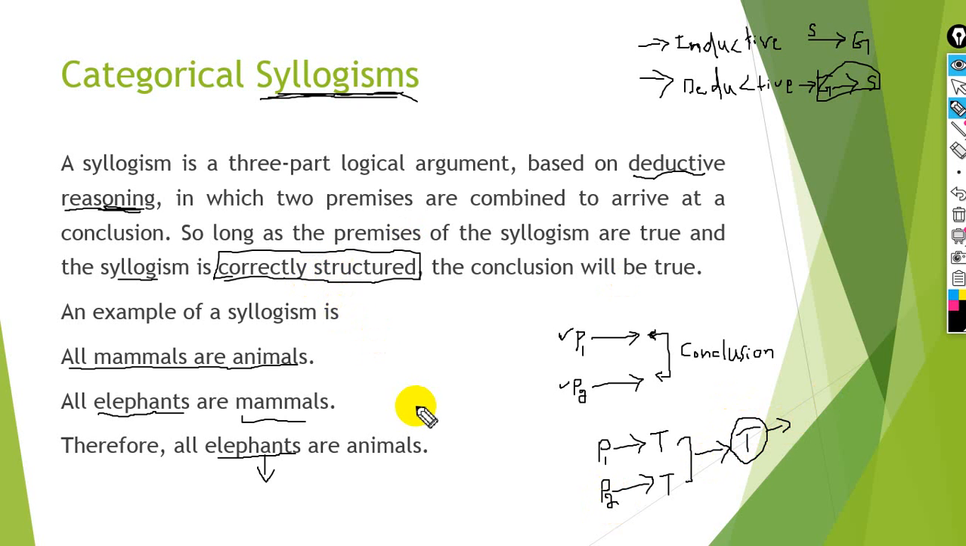So now I will discuss the structure of the syllogism. What is the structure of a syllogism? How will we correctly structure it? How will we take these premises correctly in the structure of syllogisms?